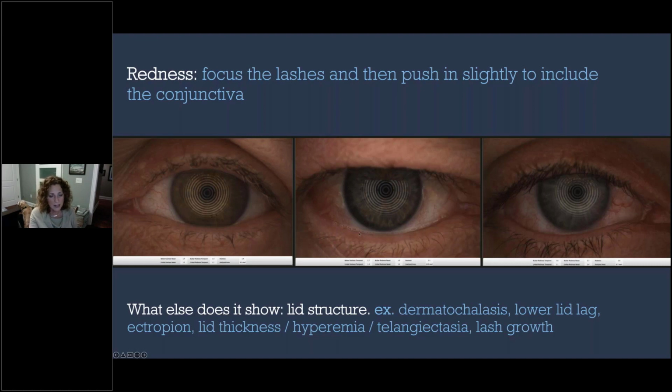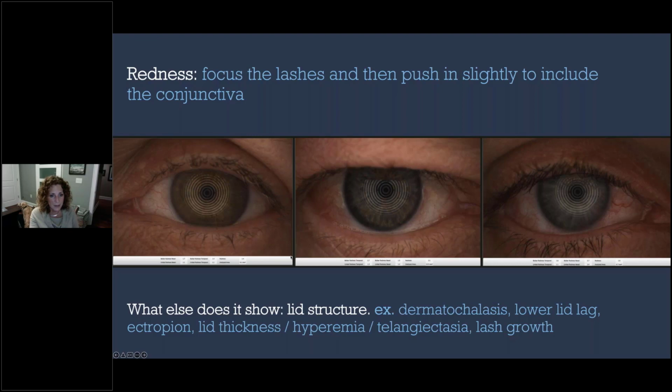I'm looking at the lid structure and I can show the patient. For instance, this one on the left is a good lower lid tonicity, but on the middle one you can see there's lower lid lag. You can see it's even more exaggerated on the one on the right. We can see dermatochalasis on this one in the middle, completely covering up the lashes. Ectropion, if it exists. We can definitely see the lid thickness, and I love showing the patient on this picture.